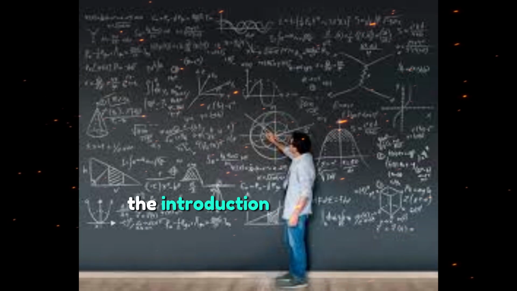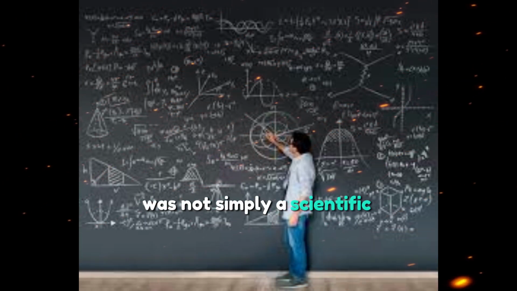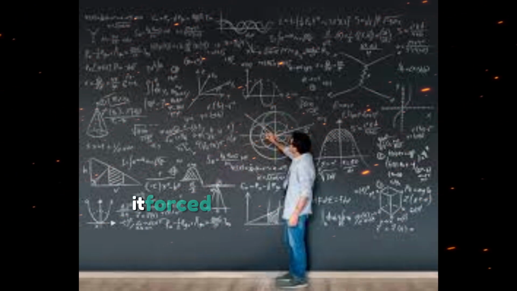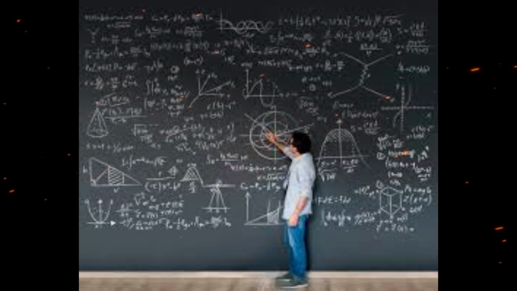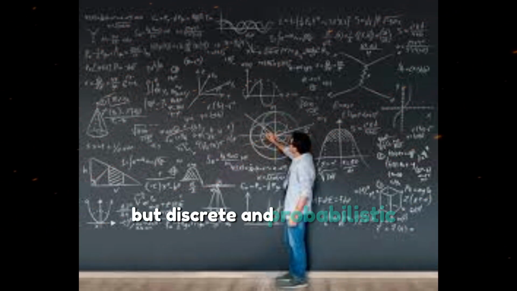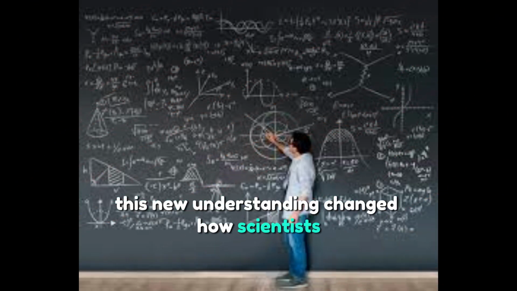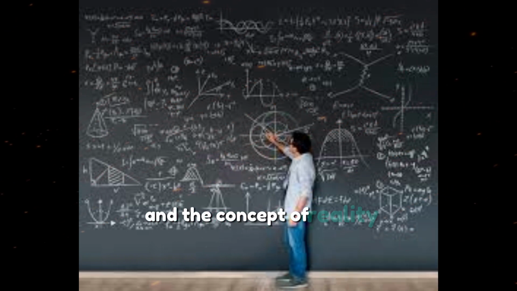The introduction of quantized electron orbits was not simply a scientific innovation. It was a philosophical shift. It forced scientists to accept that nature at its smallest scale is not continuous and deterministic, but discrete and probabilistic. This new understanding changed how scientists interpret causality, measurement, and the concept of reality.